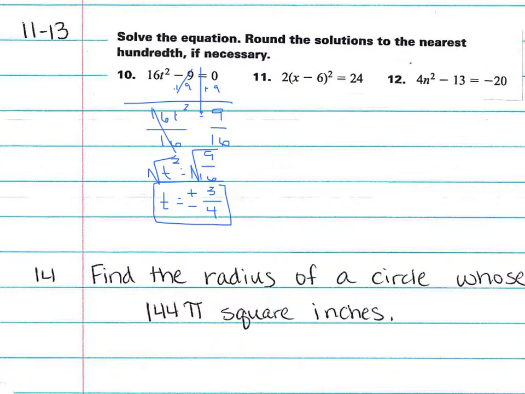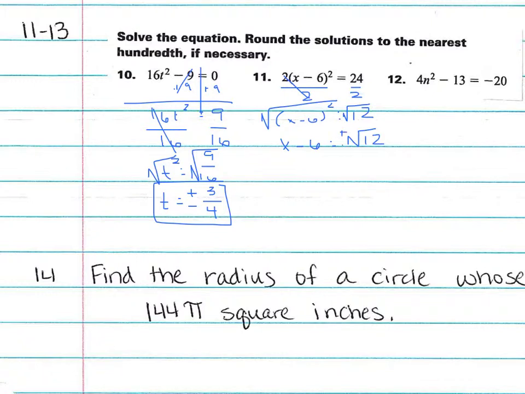Number 11, you need to do somewhat differently. There are multiple ways you can do this one. You can actually do this one by dividing both sides by 2 to start with. And so you have x minus 6 squared equals 12. Then you could take the square root of both sides. If you take the square root of this side, you're left with x minus 6 equals the square root of 12. Okay, and that's a positive or negative.